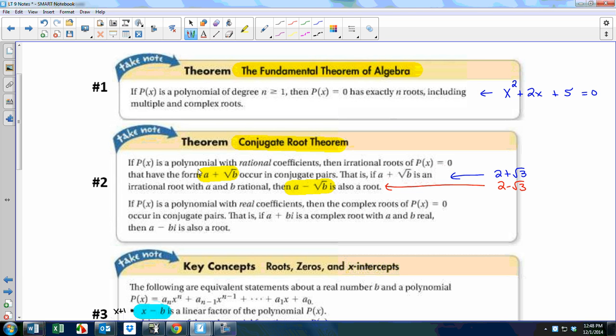All right, the problem that I put up here, this problem at the top, one of those 2 answers, I'm looking on the board, is -1 plus 2i. One of the answers is -1 plus 2i.